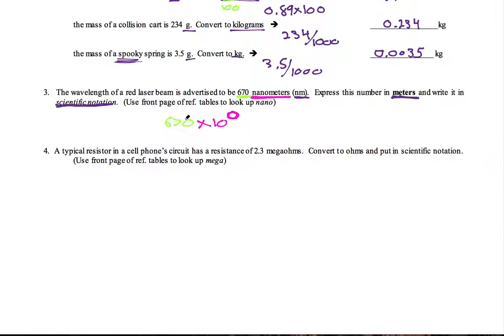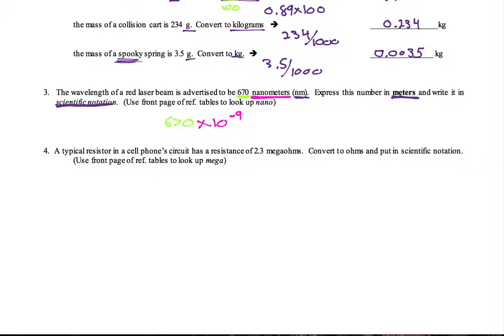So this is the structure of working one of these problems: you keep the base number and then you use the written description of the unit for the times 10 to the something, and the tricky part is figuring out what the something is. That's what you reference your reference tables for, right? So the nanometers, if we look, is 10 to the -9th.